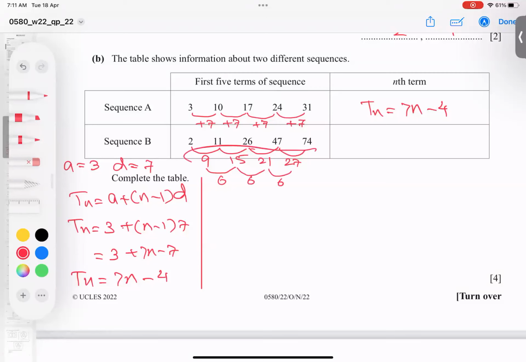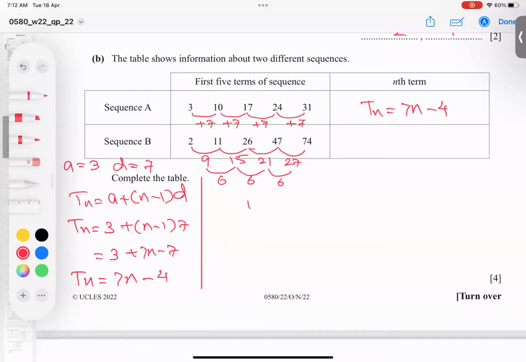Now, first layer difference is not same, but second layer difference is same. Whenever this happens, we have a power of n. When the first layer is not same and the second is same, it's called n square. And when the first layer is not same, second not same, third same, it's called n cube. So n to power 1, n to power 2, n to power 3. I hope you got the idea.